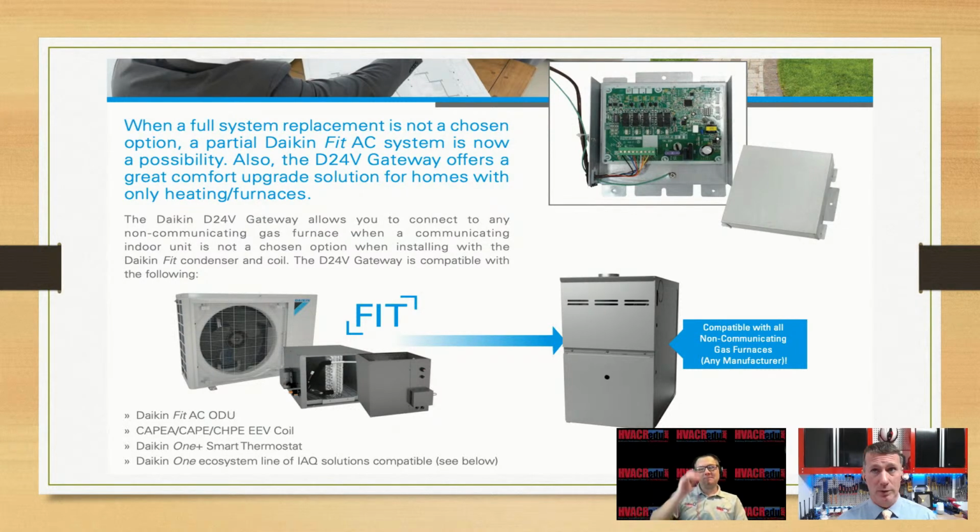The interesting thing is what we mentioned again: where do we get our DC power source for a communicating system? Well, typically on our furnace. But what if we're using a non-communicating furnace that doesn't have a DC power supply? We just add the gateway, which gives it that. The interface, yeah.